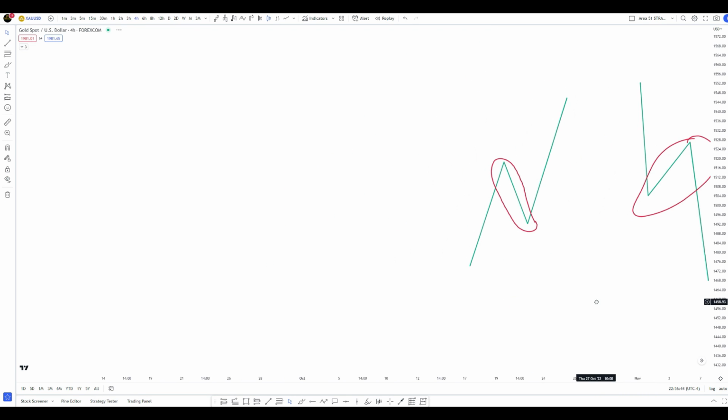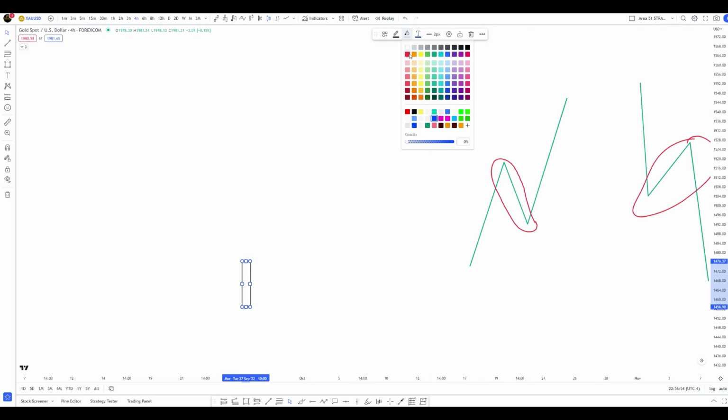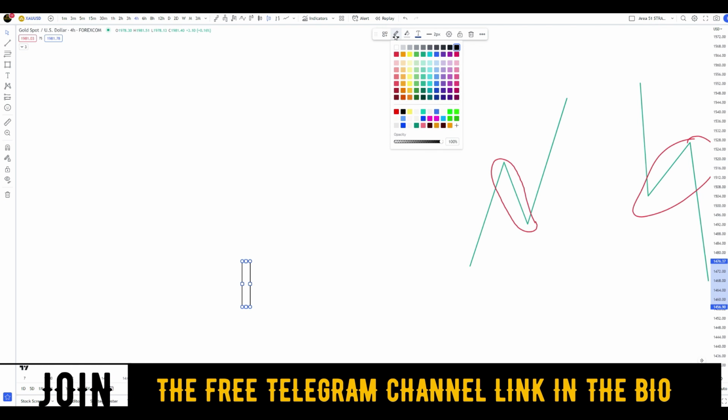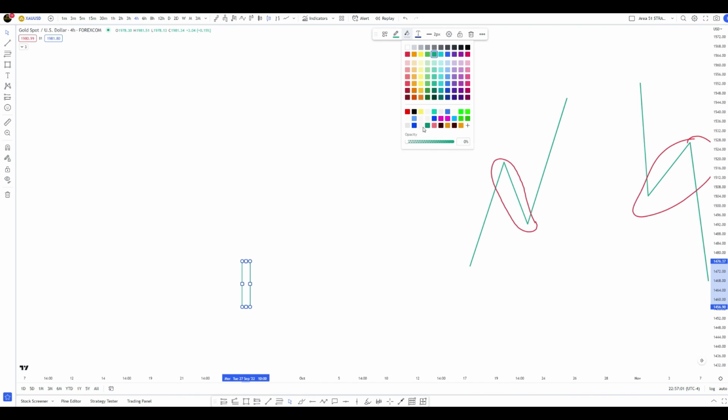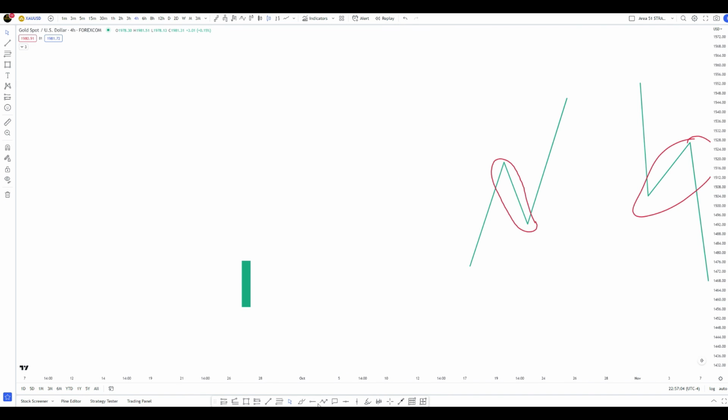Let me give you guys some drawing, and then we're going to go to the real chart. Here we have an impulse. Let's say we have another impulse here, and another impulse here. So this is called impulsive.